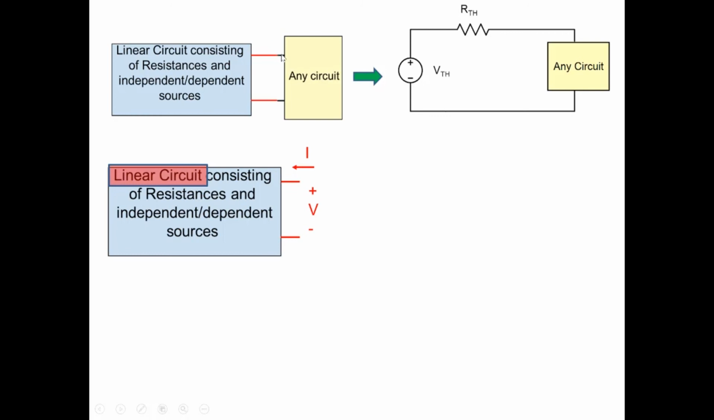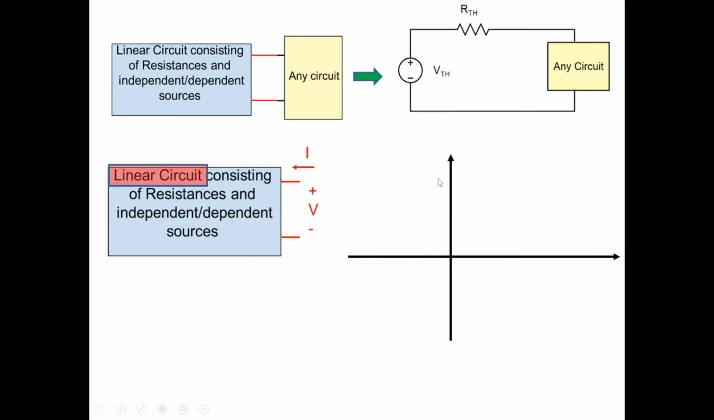So it's only from the terminal point of view that we are saying this VTH and RTH has the same terminal characteristics as this complicated circuit. Anyway, the point was that it's only when the circuit is linear that we can do it. So linear circuit, which means what? That the relationship between current and voltage is linear. A linear circuit made up of linear elements will have linear current voltage characteristics.